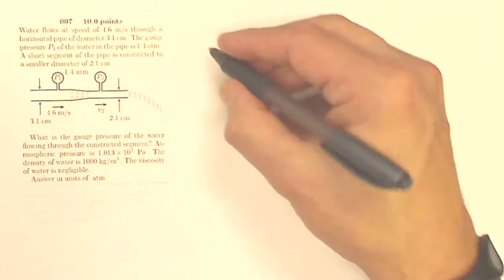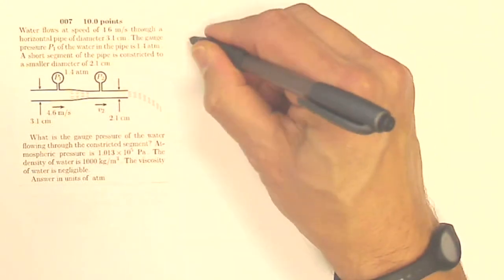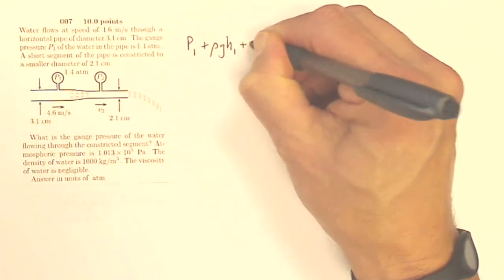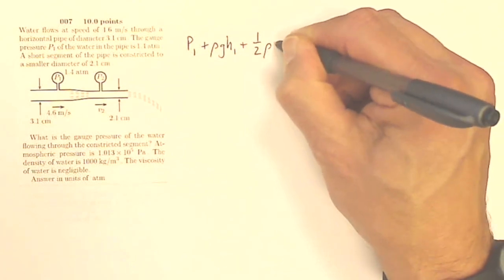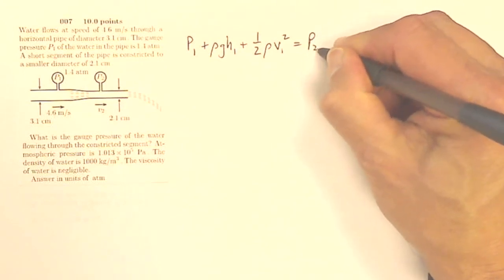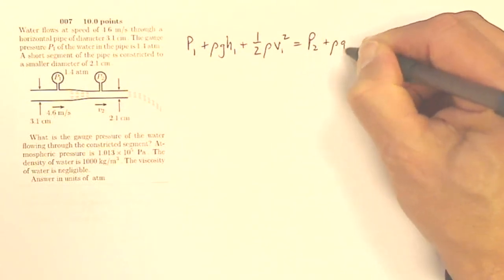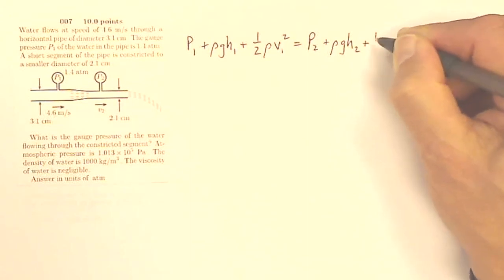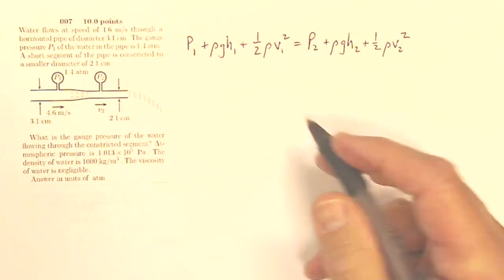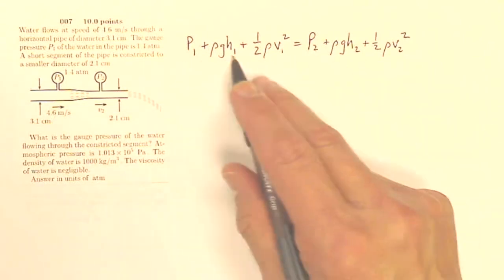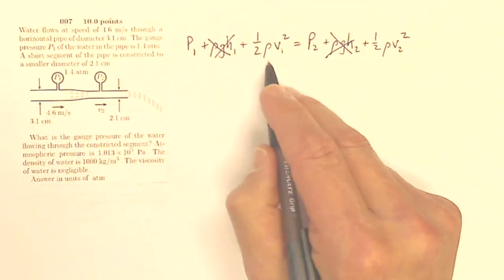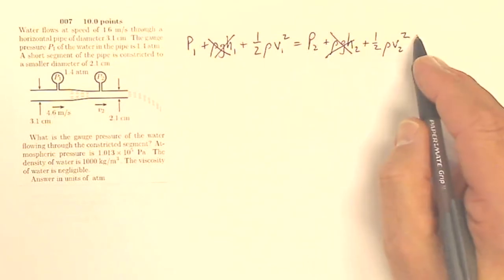So what I know is that in one section of the pipe, I've got my pressure 1 plus rho g h1 plus 1/2 rho v1 squared is going to equal the same combination later, pressure 2 plus rho g h2 plus 1/2 rho v2 squared. Now what I know here is that the height is the same, so I can get rid of that. So now it's pressure 1 plus 1/2 rho v1 squared equals pressure 2 plus 1/2 rho v2 squared.